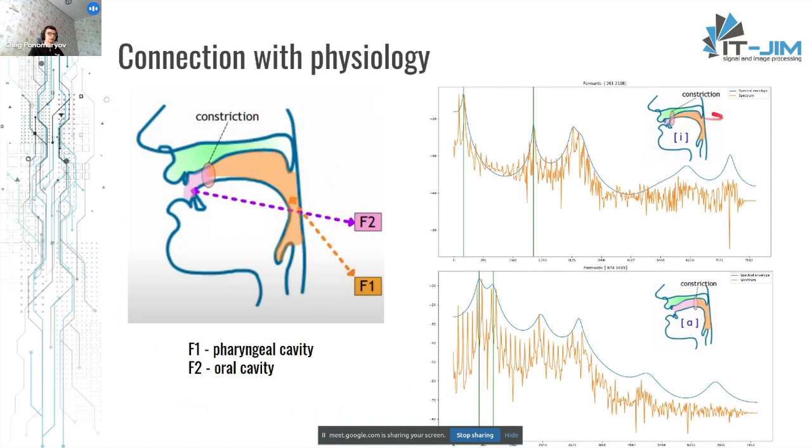And if we see how we pronounce vowel E, we have a very large pharyngeal cavity, which results in a very low value of the first formant, and a very small volume of the oral cavity results in a very high value of the second formant. On the other hand, when we have sound A, volumes of the two cavities become closer to each other, and we also see that formants move closer to each other along the spectrum too. So that's quite a nice connection, but actually it goes even deeper.